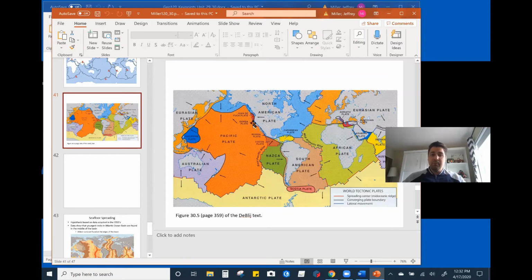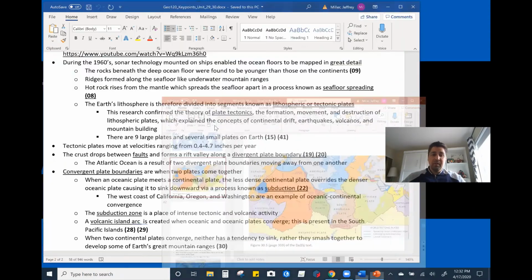For those of us that live in California, look at what we have: the edge of the Pacific Plate and the North American Plate. And they are, in many instances, crushing into each other, okay? Hence why we have so many earthquakes in California. Also big mountain ranges too.